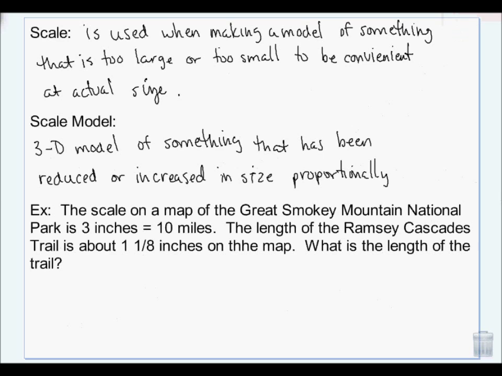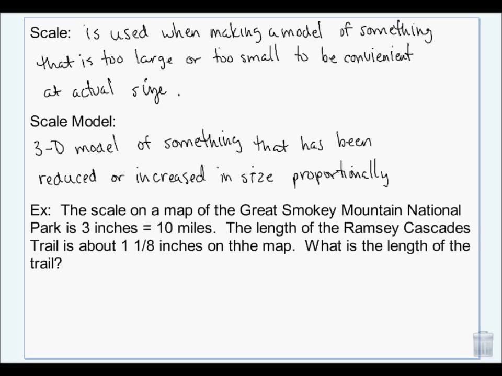Okay, so scale is used when you make a model of something that is either too large or too small to be convenient at actual size. So like when they take a picture of a microscopic organism and then they blow up the picture and put it in a book, that's to scale because we've enlarged it. Or if you take a picture of an aerial view of the Grand Canyon. Obviously you cannot bring the Grand Canyon into the classroom, so you take a picture and you shrink it down. And it's always in proportion.